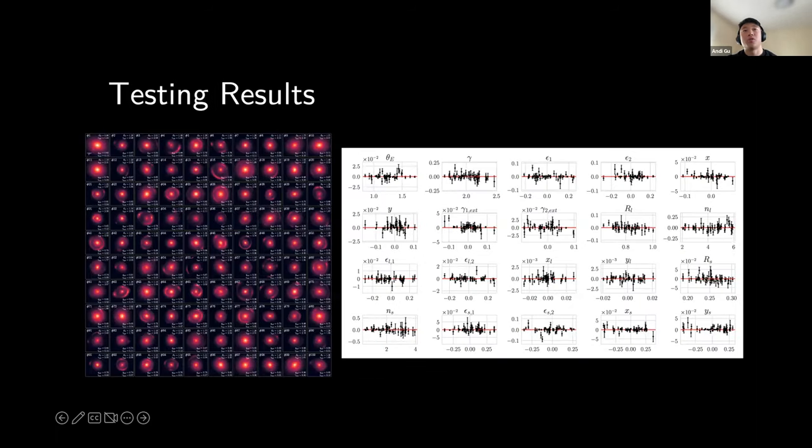Okay, so to verify the correctness of our modeling code, the last thing that we did is we simulated 100 random systems, completely blinded, and just modeled all of them, and then compared basically what our pipeline inferred with the actual ground truth. And we found no bias as well as well-calibrated uncertainties. So as in the mean chi-squared for each of these was close to one.